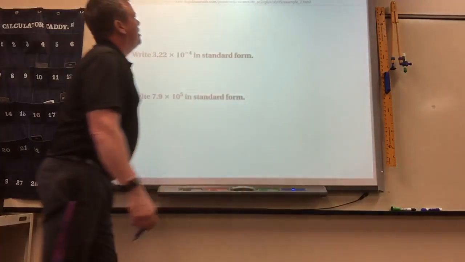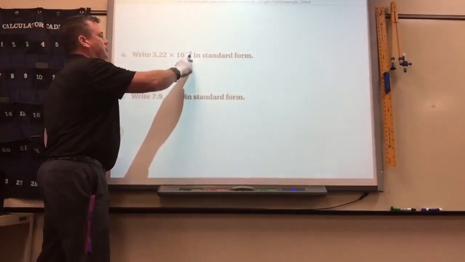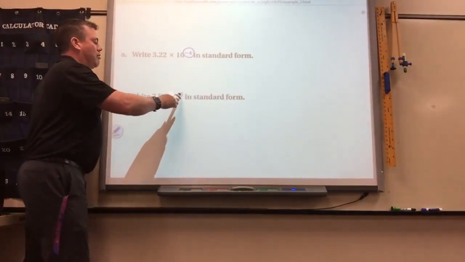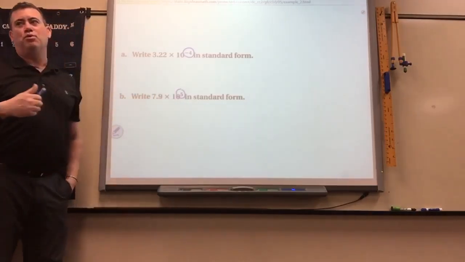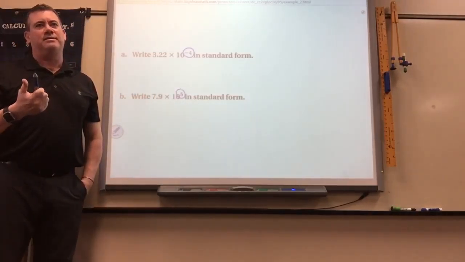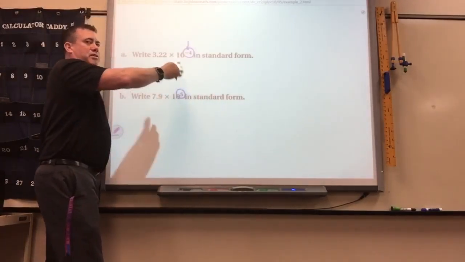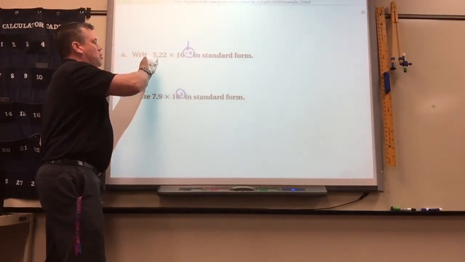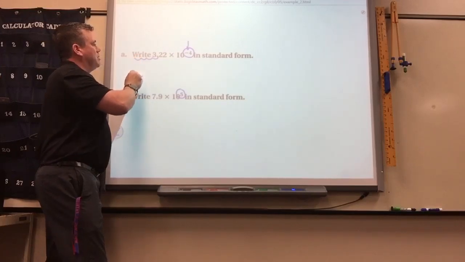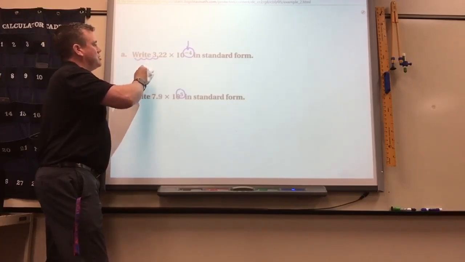So to write a number in standard form, this just tells you how many spots to move the decimal, not how many zeros to add, how many spots to move the decimal. And since it's negative, that means you move it left. So just be 1, 2, 3, 4. So it'd be point, fill these in with zeros.